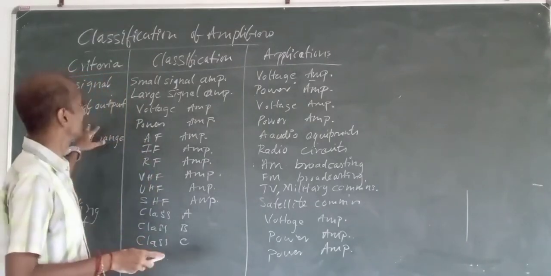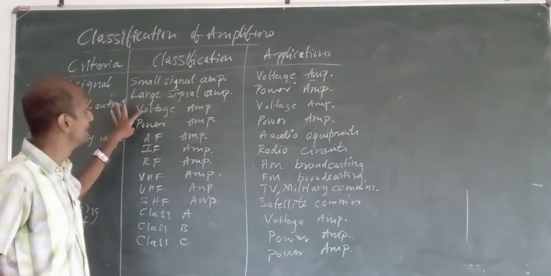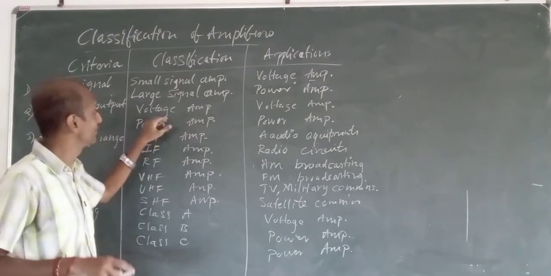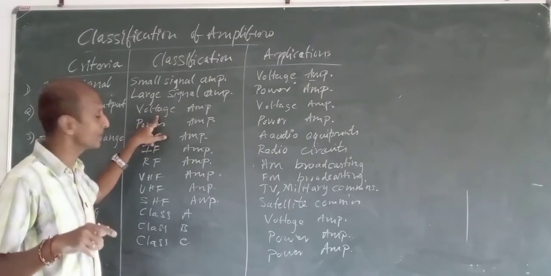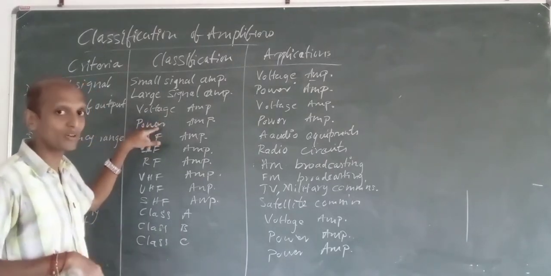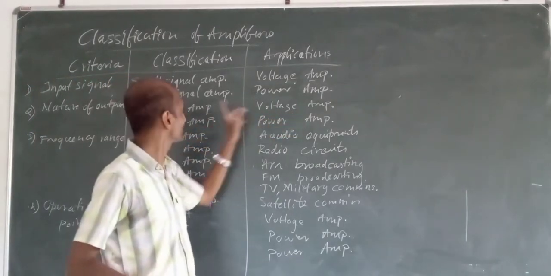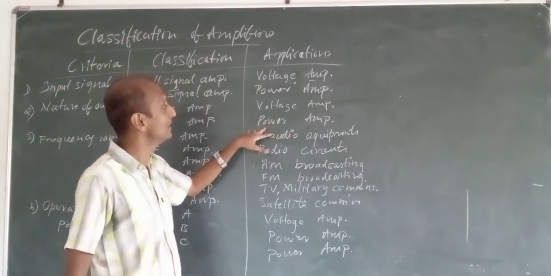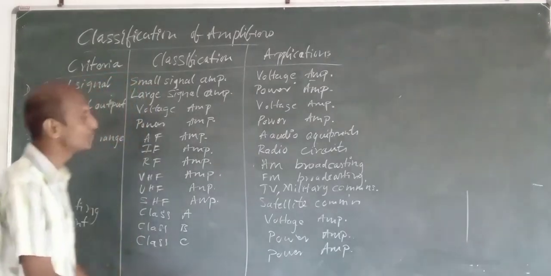In that criteria, we will classify the amplifiers again into two categories. One is voltage amplifiers, and the second one is power amplifiers. If you are getting a strong signal at the output, they are voltage amplifiers. If you are getting a very strong signal at the output, they are power amplifiers. Correct or not? Again, the voltage amplifier is used for voltage amplification, and the power amplifier is used for power amplification.